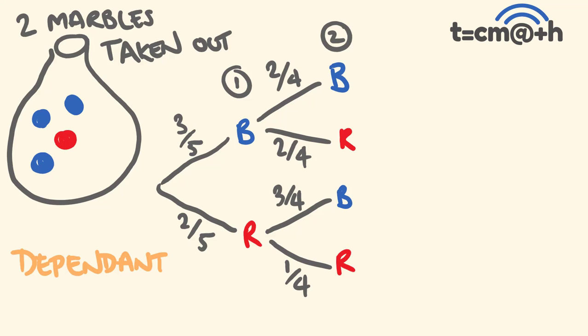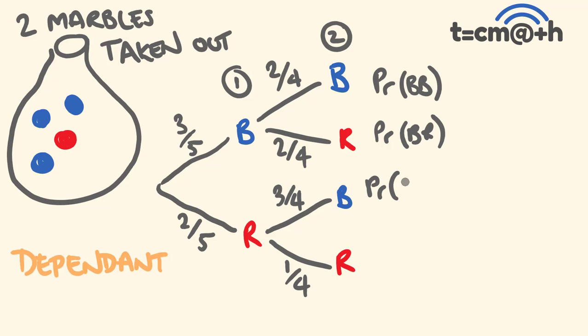So you'll probably notice here that we can work out probabilities. What's the probability of getting 2 blues? I'm going to go through each one of these. What's the probability of getting a blue and a red? What's the probability of getting a red and a blue? What's the probability of getting a red and a red? Okay, let's have a quick look at these. And these are all going to end up being product ones. We're going to multiply these as we go along.